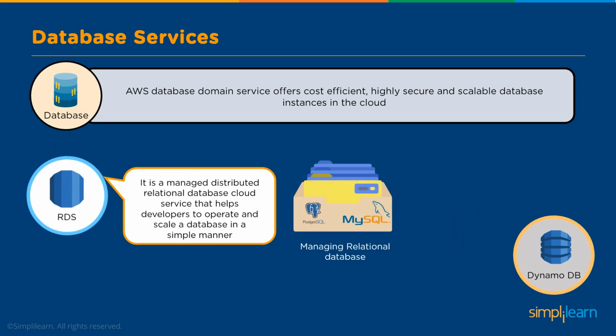Then comes the relational database service, that is RDS, which is a structured database service. It is a managed distributed relational database cloud service that helps developers to operate and scale a database in a simple manner. RDS has different vendor platforms with respect to database usage, and that includes PostgreSQL, MySQL, Oracle, Microsoft SQL Server, and their own customized database called Amazon Aurora. Along with that, they have MariaDB as well. So these are a couple of vendors that give their database engines that you can use on RDS.